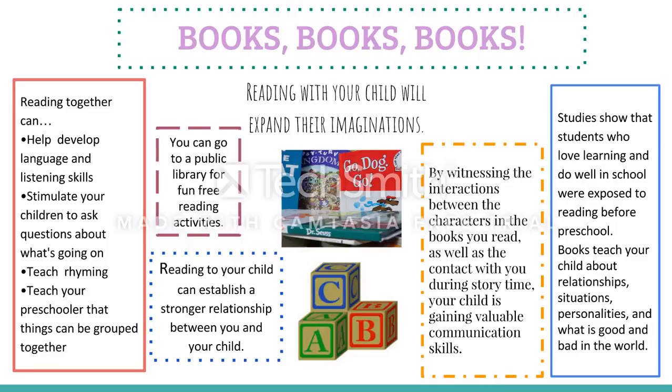Reading together can teach your preschooler that words rhyme. Dr. Seuss books such as Green Eggs and Ham and The Cat in the Hat are great books to read to expose your child to these rhyming words. Reading together can teach your preschooler that things can be grouped together in categories such as clothes and food.